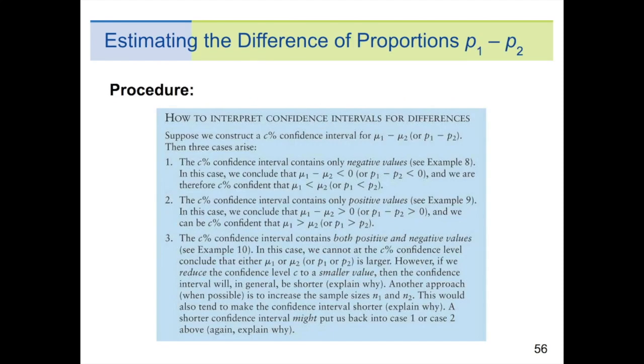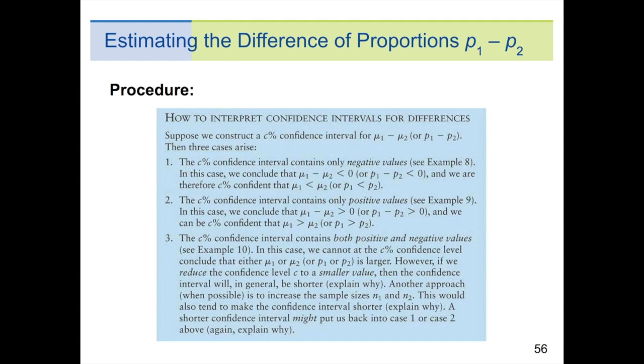So how to interpret that? Suppose we construct a C% confidence interval for mu sub 1 minus mu sub 2, or p sub 1 minus p sub 2. Then three cases arise. Number 1, the C% confidence interval contains only negative values. In this case, we conclude that mu sub 1 minus mu sub 2 is less than 0, or the same for the p's. And we are therefore C% confident that the first mean is less than the second mean, or the first probability is less than the second probability.